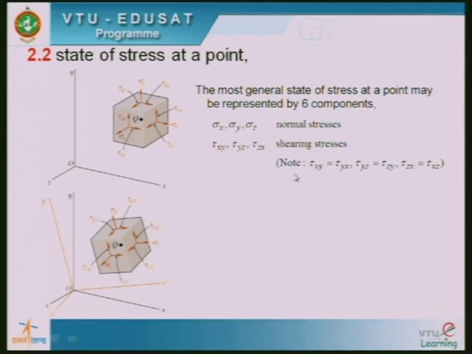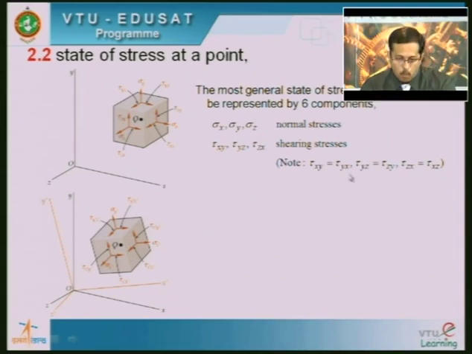It is to be noted that tau xy is equal to tau yx. Where is tau xy? This is tau xy, and tau yx is here. This one is tau yx. So this shearing stress and this shearing stress have to be equal. Similarly for the others, that is tau yz should be equal to tau zy, and tau zx should be equal to tau xz.